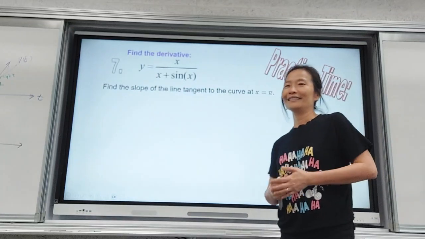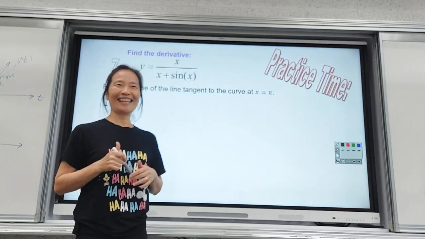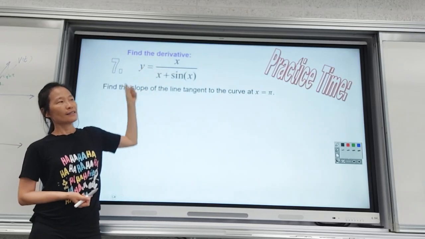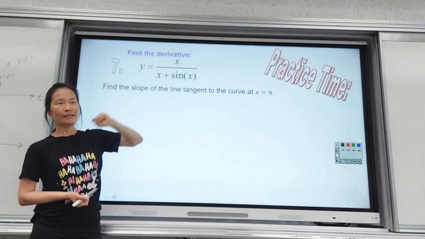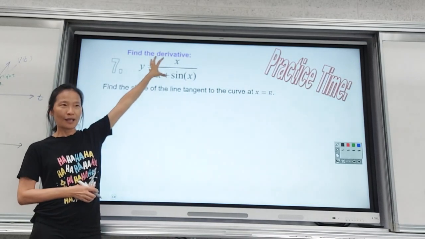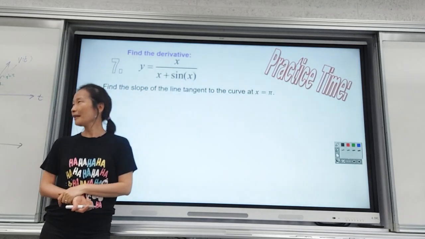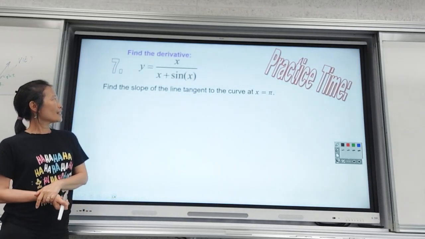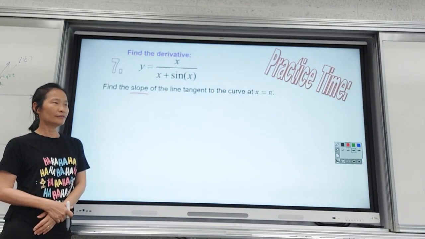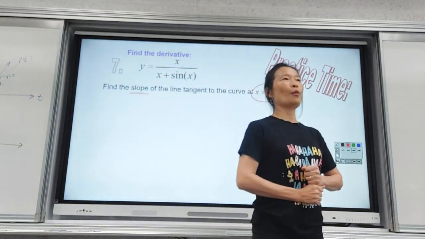Am I going too fast? Sorry. I record this so you can go back and watch it again if it's too fast. So this question, y is this function. Wow, complicated. But we know the derivative of every single part, and we know this is a quotient of two functions. So we have no problem differentiating that, right? It says, can you find the slope of the tangent line to the curve at x equals pi?